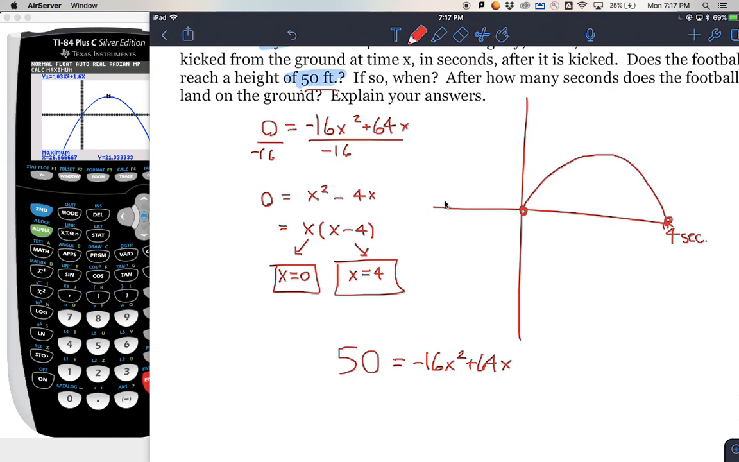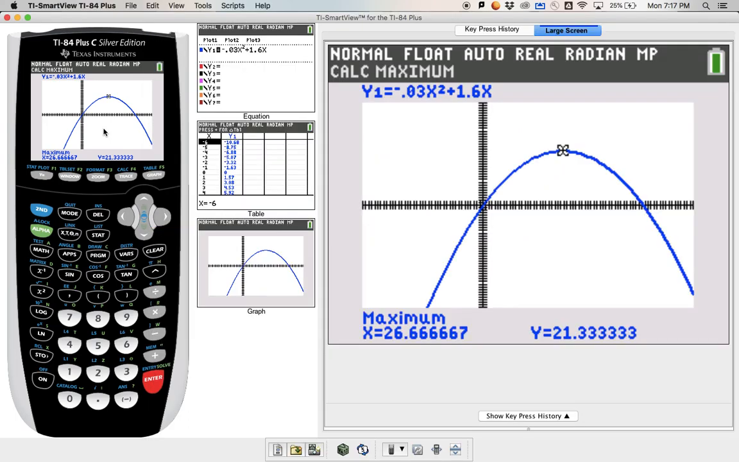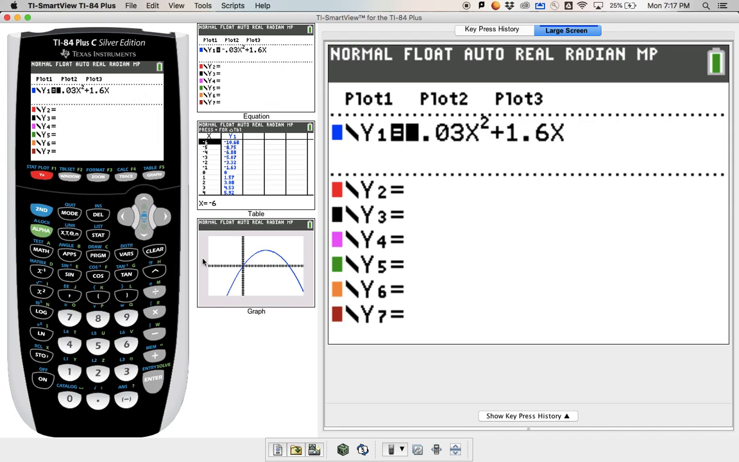Now, actually, another way you could do this, now that I was thinking about it, is let's type this into our graphing calculator. We're going to type in the original equation here. So not with the 50. We'll come back to this 50 here in a second. So actually, type in negative 16x squared, and then what was it? Plus 64x, I guess. Okay. And we can hit graph.